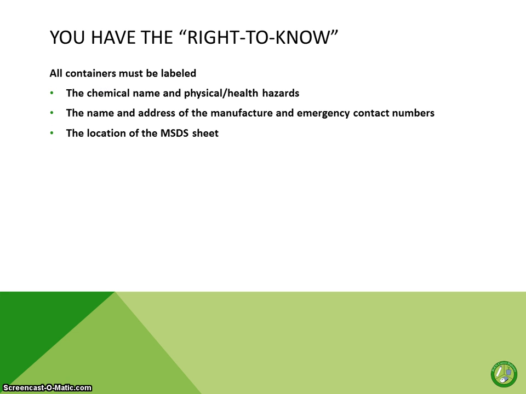You have the right to know. This is called the right to know law. And so as a student, you have the right to know. So all containers are going to be labeled. The chemical name and the physical health hazards will be on there, the name and address of the manufacturer, and the emergency contact numbers. And you'll learn where the location of the MSDS sheets are and how to read them.